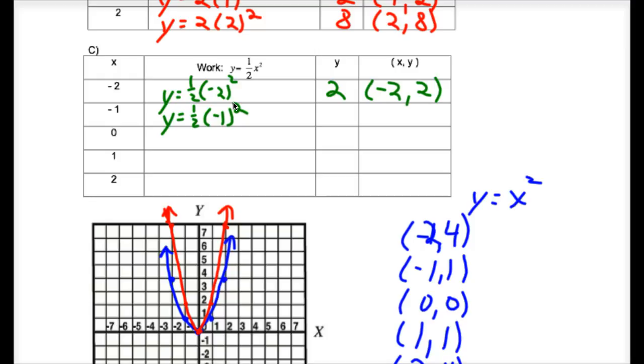Negative 1 squared is positive 1. What's half of 1? 0.5. Okay, what about fraction form? A half. So we actually got a y value of a half here, people. Or if you put 0.5, that would be fine. It's positive. Okay, how about 0?